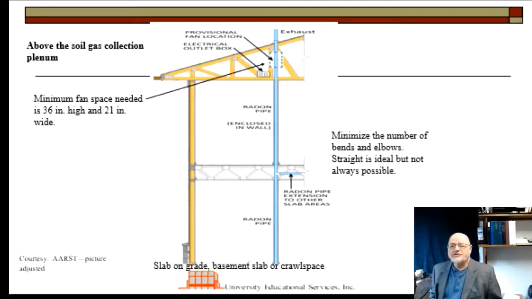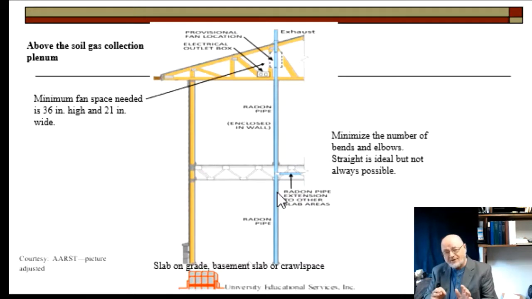Next, I'd like to discuss the part of the rough-in system that is above the plenum, that is from the basement or poured concrete up. And you'll notice I have in this drawing here depicted the exhaust pipe going straight up and out through the roof. And one of the remarks I'd like to make here is that is the ideal situation if you can get the exhaust pipe to go straight up.